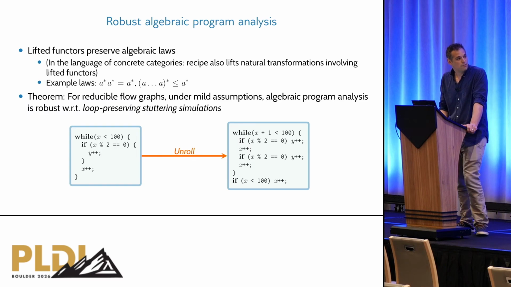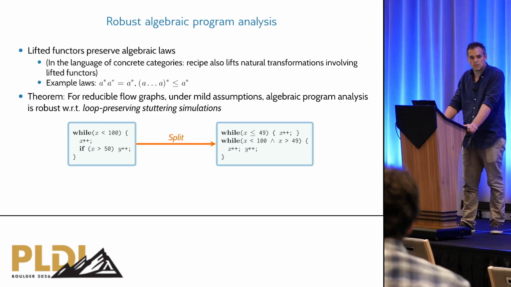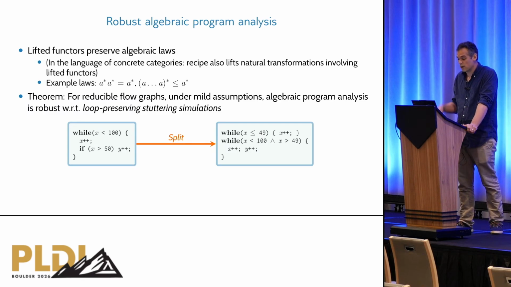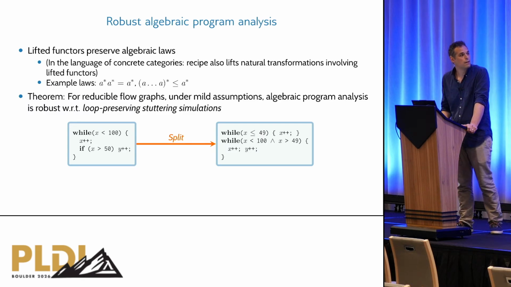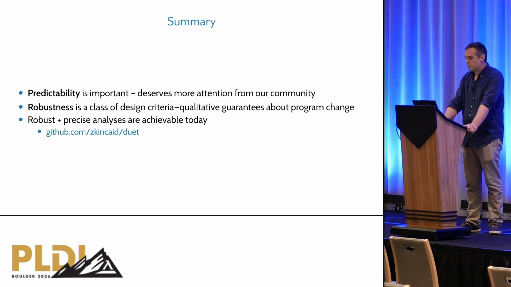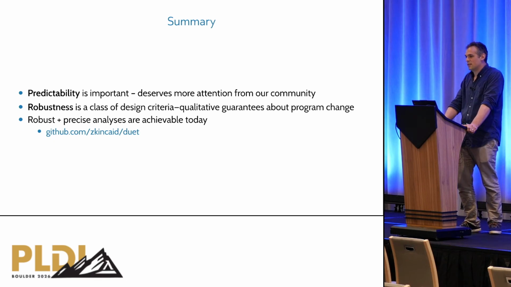So if we take a loop and we unroll it some number of iterations, or we split it into a couple of phases, these are transformations that are guaranteed to make my analysis more robust or more precise. All right, so summing up, I think predictability of program analyses is a really important and understudied topic.